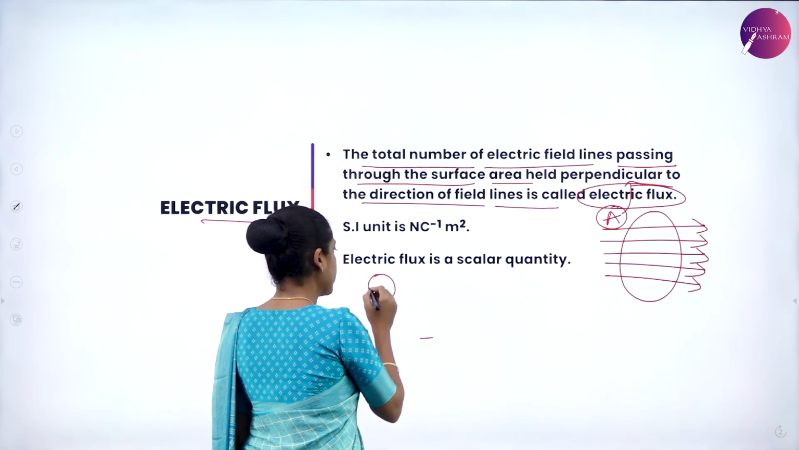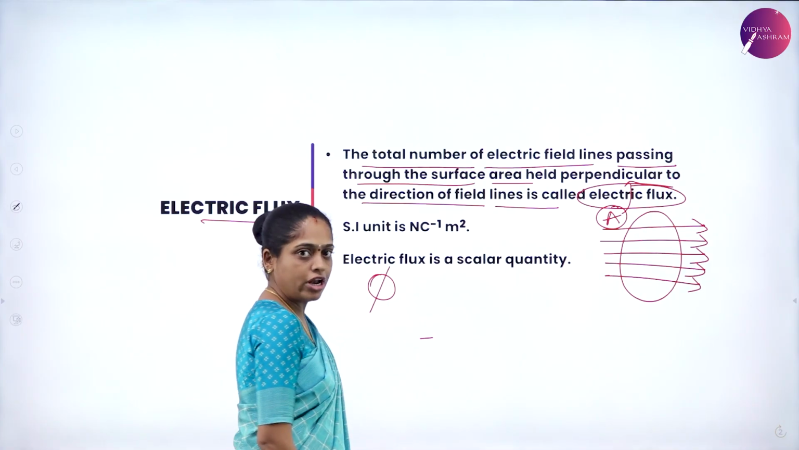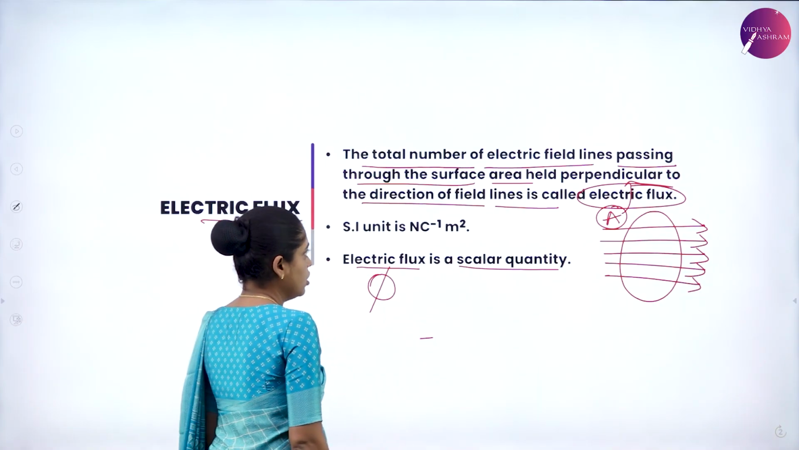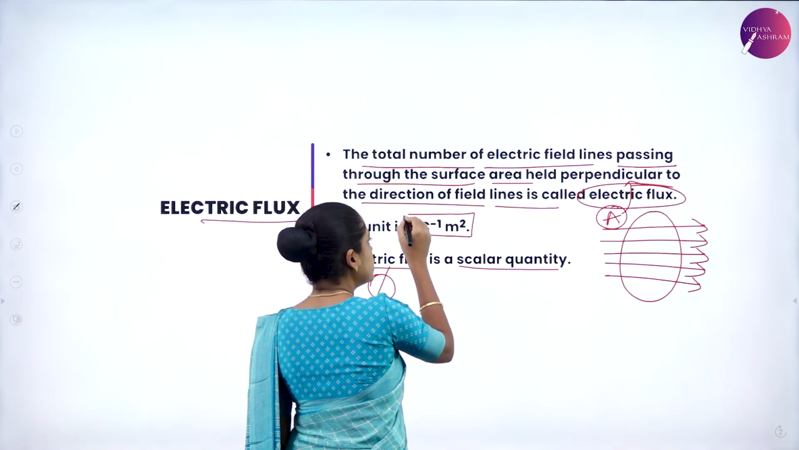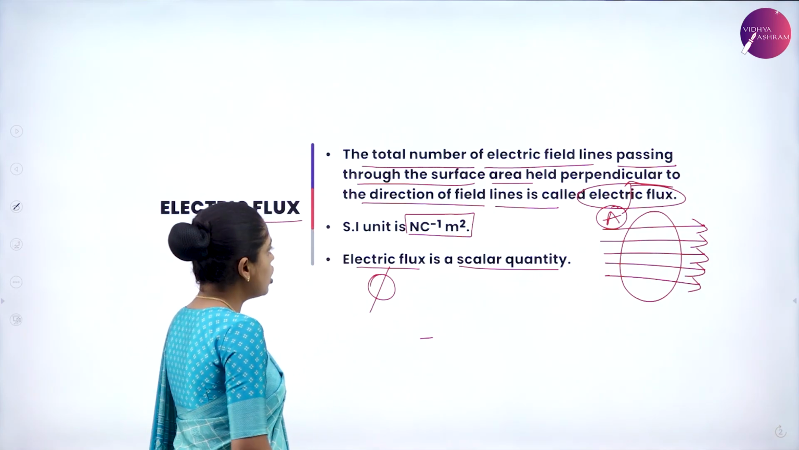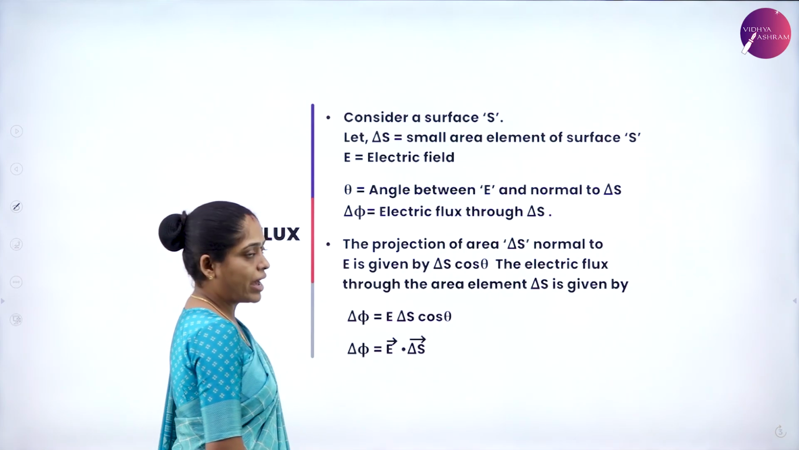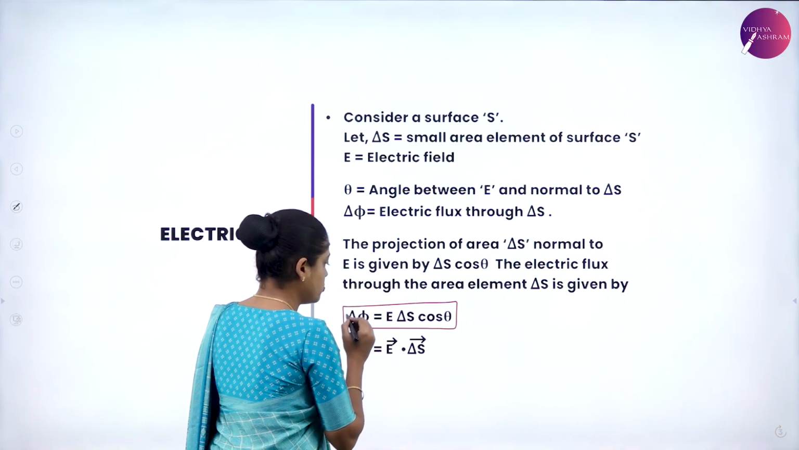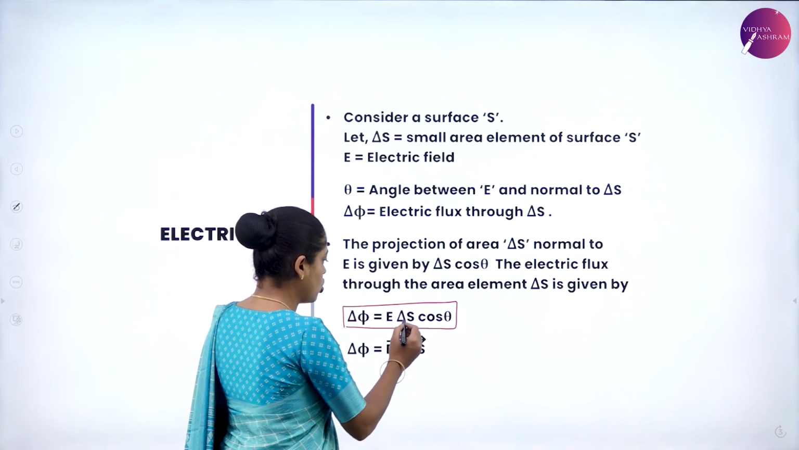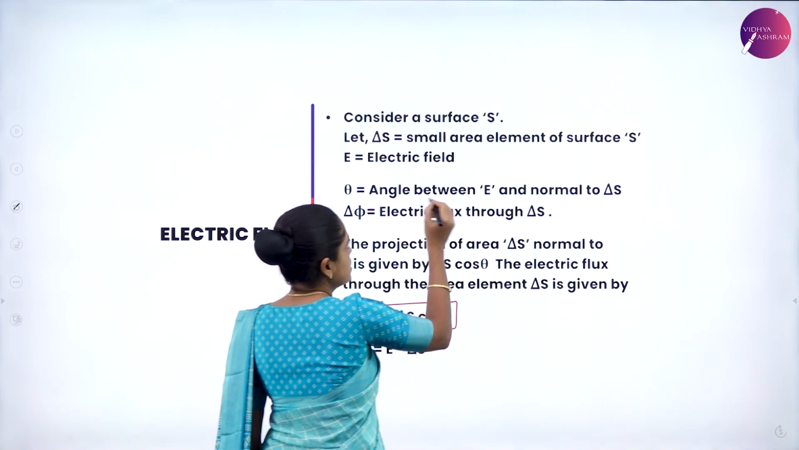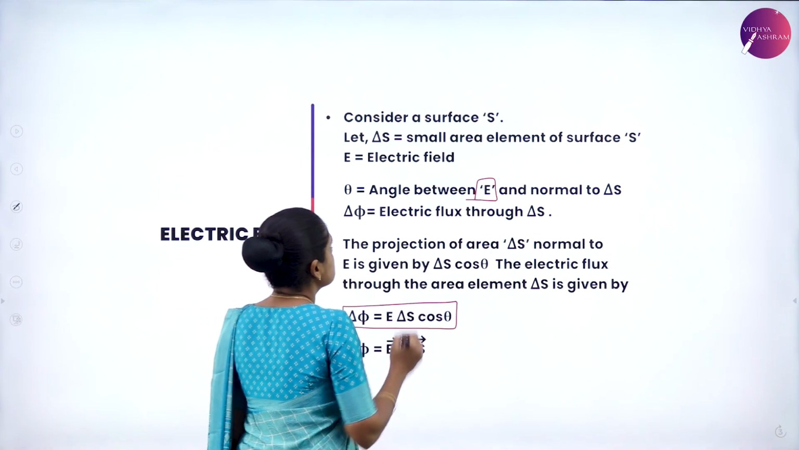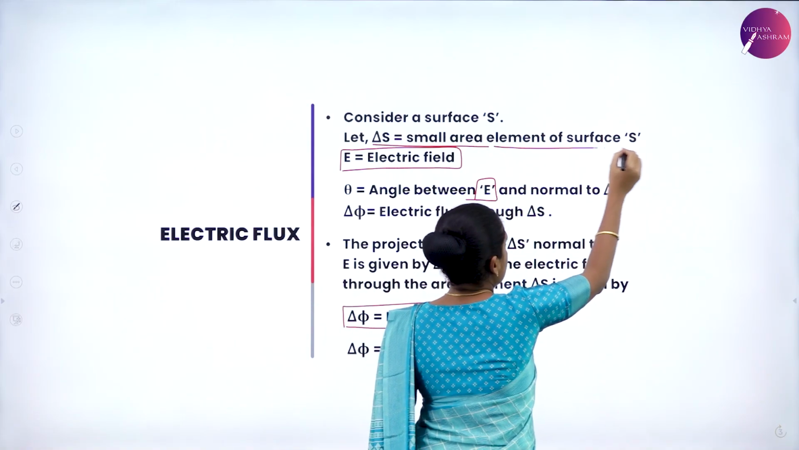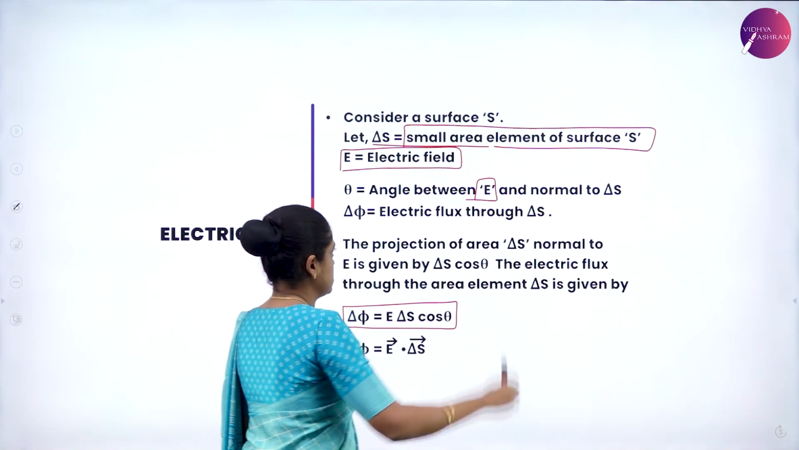And what is the symbol of electric flux? Phi is the symbol of electric flux. This electric flux is a scalar quantity whose SI unit is Newton per Coulomb meter square. So how is this the SI unit? Let us understand by the expression for the flux. Flux is given by the expression E delta S cos theta, where E is the electric field and delta S is the area element of the surface S.